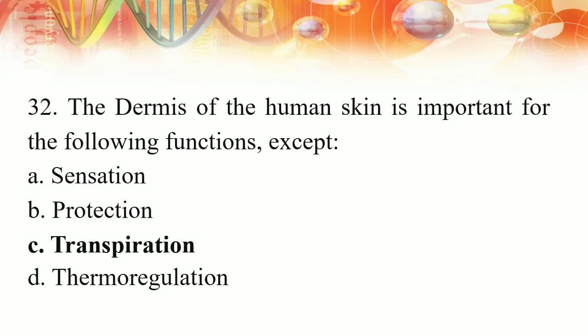A. Sensation, B. Protection, C. Transpiration, D. Thermoregulation. Sensation, protection, and thermoregulation are all important functions of the dermis. The dermis is made up of a fibrous structure composed of collagen, elastic tissue, and other extracellular components that includes vasculature, nerve endings, hair follicles, and glands, which provide its major functions. Thus, the answer is transpiration, which is a process occurring in plants.